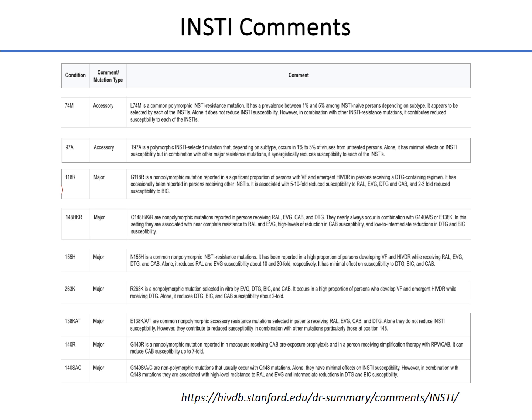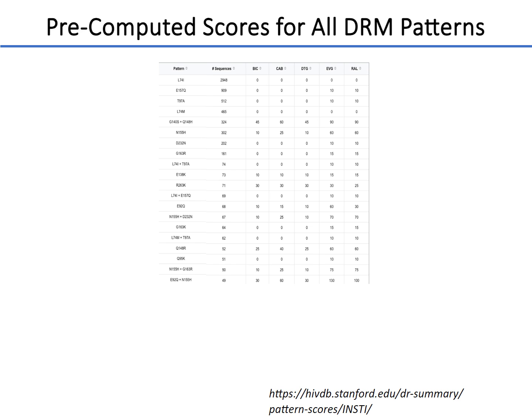All drug resistance mutations that receive a mutation penalty score and some that don't are accompanied by a comment. The complete list of comments for each drug class can be viewed on the website. There is also a table that lists all pre-computed scores for all combinations of drug resistance mutations present in isolates in the Stanford HIV drug resistance database.